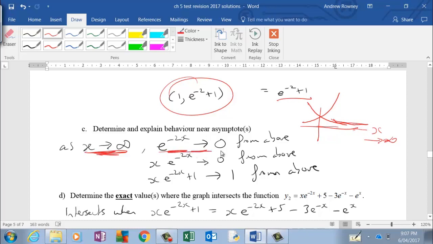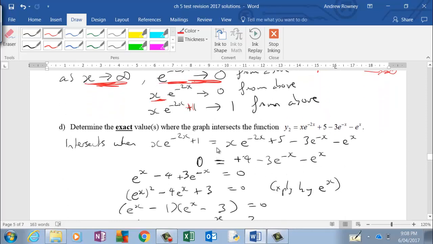E to the minus 2x will go to 0 from above. It's heading from above and getting smaller and smaller. If that's going to 0, then if we multiply by x, it's also going to go to 0, because anything times 0 is 0. So that doesn't change it. And also, if we put a plus 1, that means instead of going to 0, it's going to go to 1, because that whole curve gets shifted up by 1, which goes like that. So the asymptote will be at y equals 1.